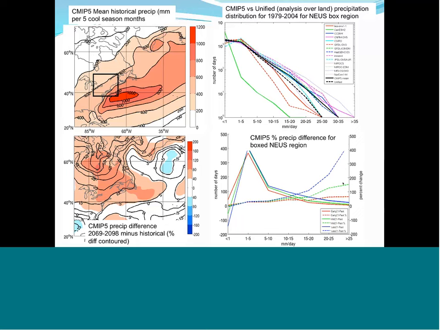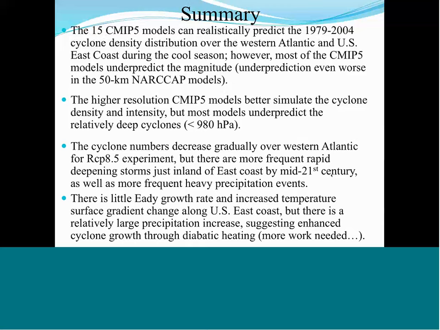So in summary, the CMIP5 models seem to realistically predict the cyclone distribution in the historical period, although there is some underprediction in the number and intensity of these cyclones. The higher resolution does seem to help with the CMIP5 in better simulating this density and intensity, but some of these models also underpredict these intense events. The cyclone numbers decrease over the western Atlantic, but there seem to be more rapidly deepening storms just inland of the East Coast by the mid-21st century, as well as more frequent heavy precipitation events.